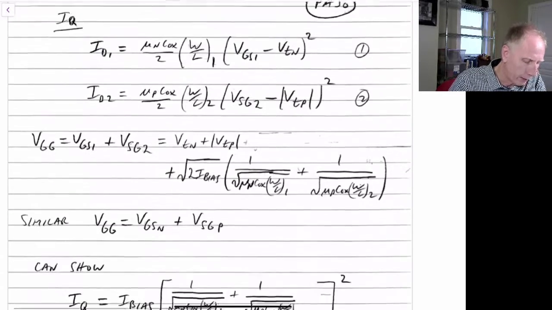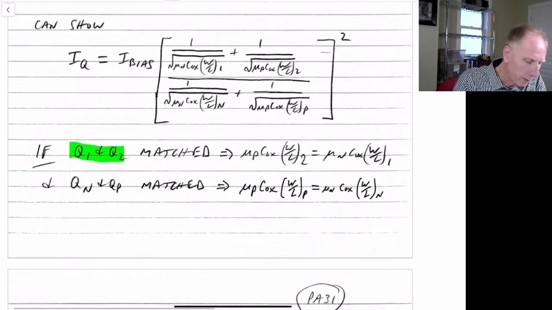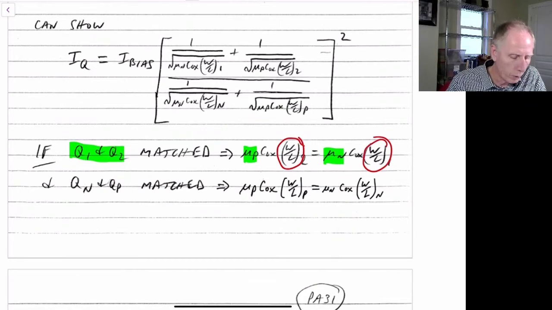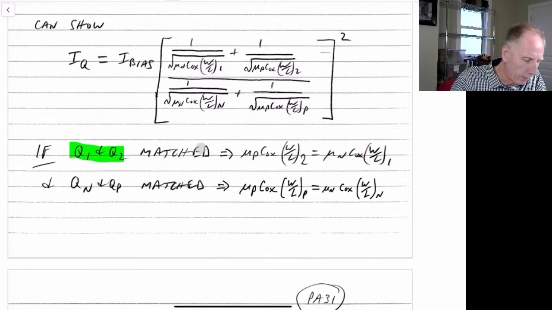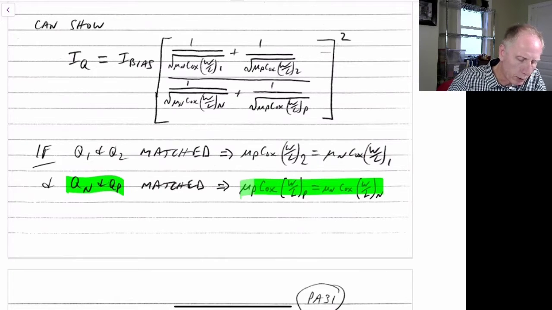So they typically, the mu p is different than the mu n, but we can always adjust the width over length of 2 and width over length of 1 so that the mu n Cox width over length of 1 equals mu p Cox width over length of 2. So we'll match the p and the n MOS together. We do the same thing for the power transistors, assuming that those are also matched.